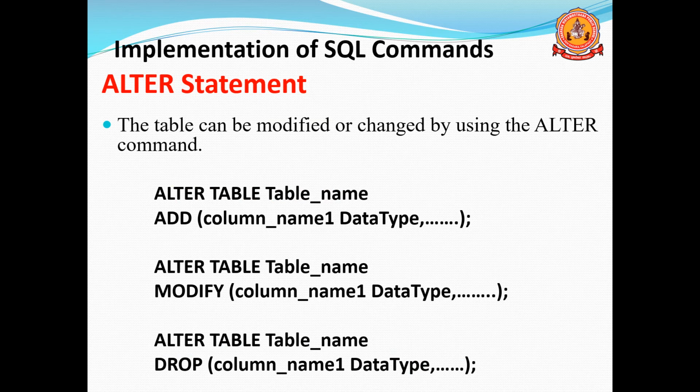In alter table there are mainly three options available. We can add a new column, modify an existing column, or drop a particular column. Alter table, table name, add means it is possible to add new columns. If you want to add a new column, you have to provide the column name and also the associated data type. Multiple columns can be added for the particular table.